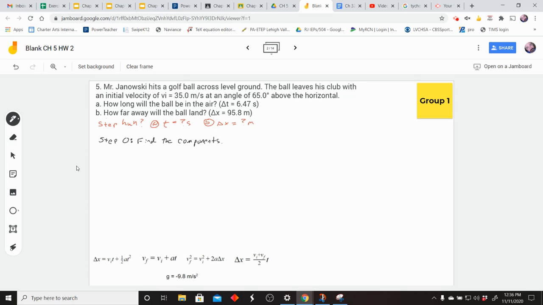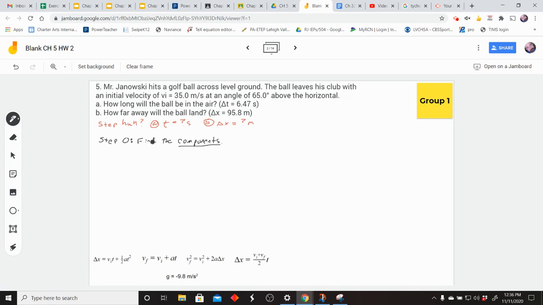It is not draw a triangle. You will often have to draw a triangle, but that is not what step 0 is. It is not draw a triangle. It is find the components. Let me underline the word components here. So what does that mean?